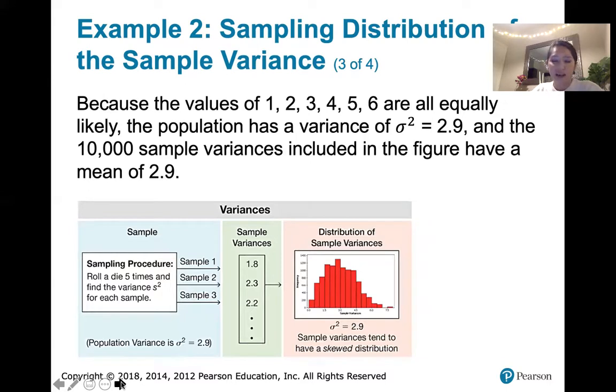Well, it turns out that if you do that 10,000 times and then you compute the mean of those sample variances, you get a mean of the sample variances of approximately 2.9. Now, he says that that's the same as the population variance of 2.9. In order to confirm that the population variance is 2.9, I'd like to work this out on my sheet of paper. So I'll share my paper with you again.